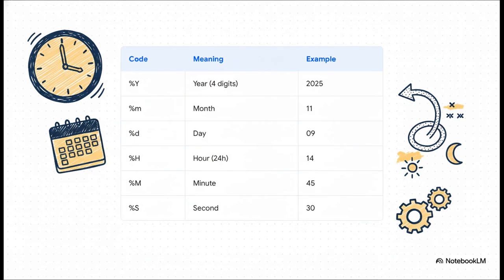So how do you tell Python what format you want? You use these little format codes. Now, don't worry, you do not need to memorize all of them. Honestly, the ones you see here, %Y for year, %m for month, %d for day, and so on, these are going to cover like 90% of everything you'll ever need to do.